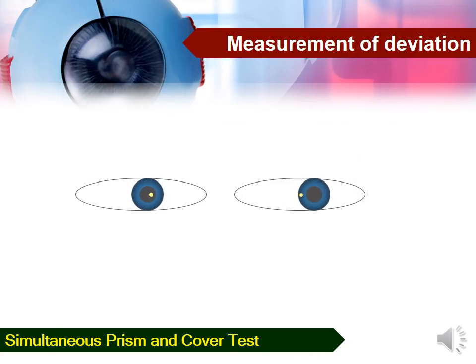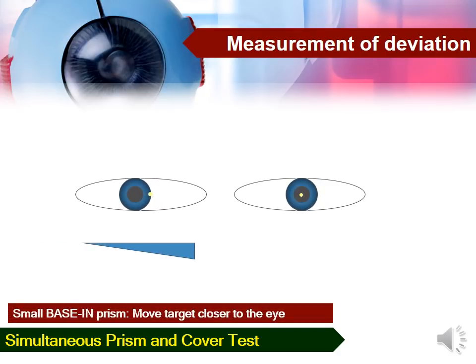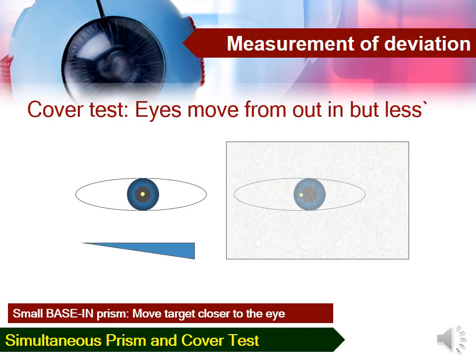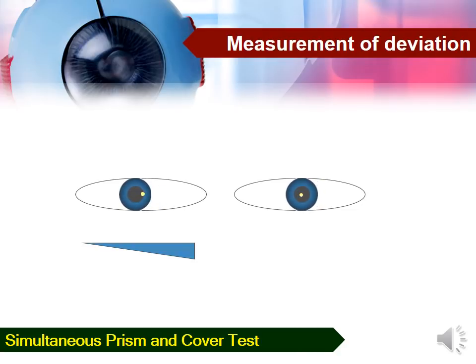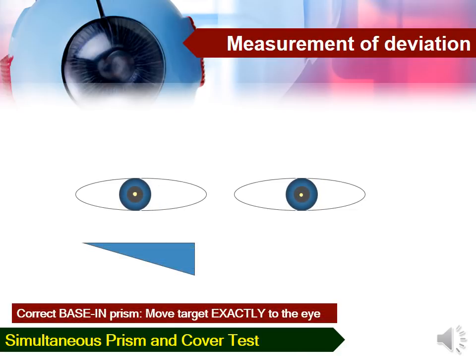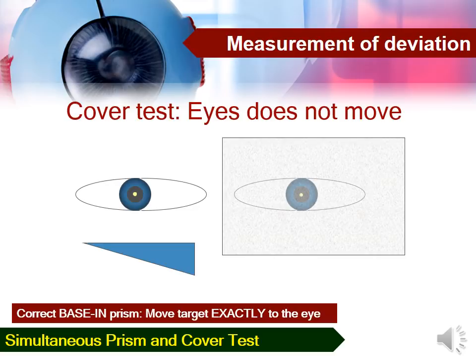Now we place a base-in prism of small power in front of the right eye. The prism will shift the image temporally, slightly. Now when you cover the left or fixing eye, the right eye will move nasally, but this time to a smaller amount. The prism power is then increased until you reach the correct power. Once the prism power is correct, the prism will shift the target exactly to the fovea of the right eye. Now when you cover the left eye, there will be no movement of the right eye.